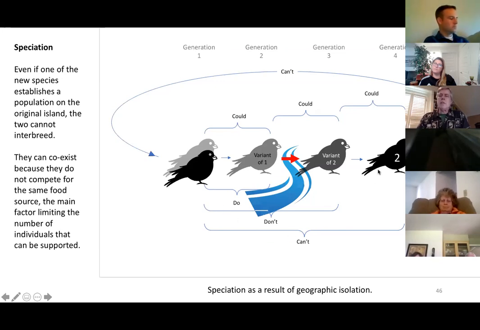And even if one of these new finches flies back over to this island, they can coexist with the original finch because they are exploiting different food sources. So they are not contradicting the limitation placed on this population, the original population, which is governed by the amount of food that is available.